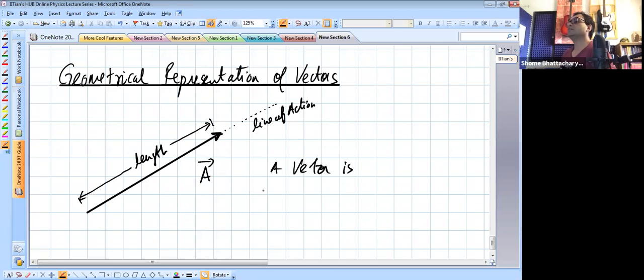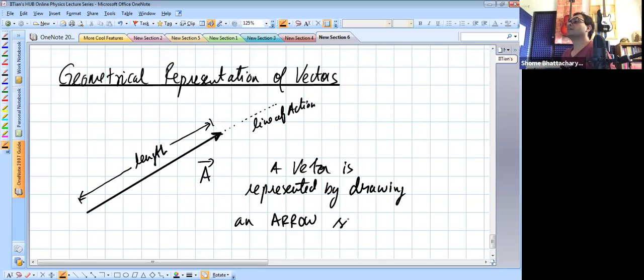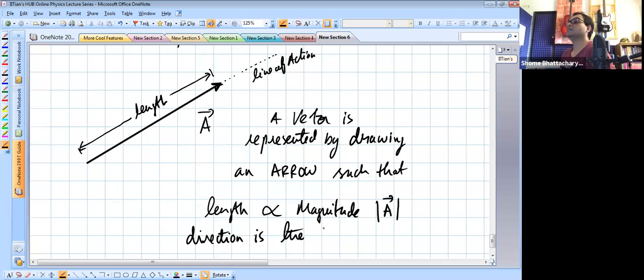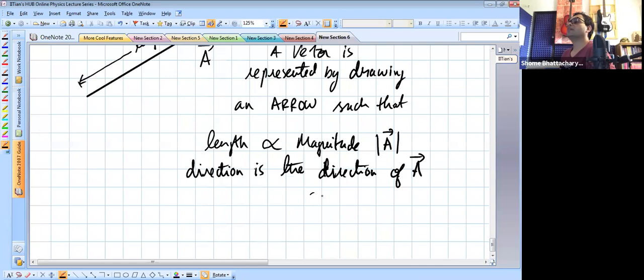is represented by drawing an arrow, such that the length of the arrow is directly proportional to the magnitude, or mod A, and the direction of the arrowhead is the direction of vector A. Or in better words, we can say it is what we call the line of action.